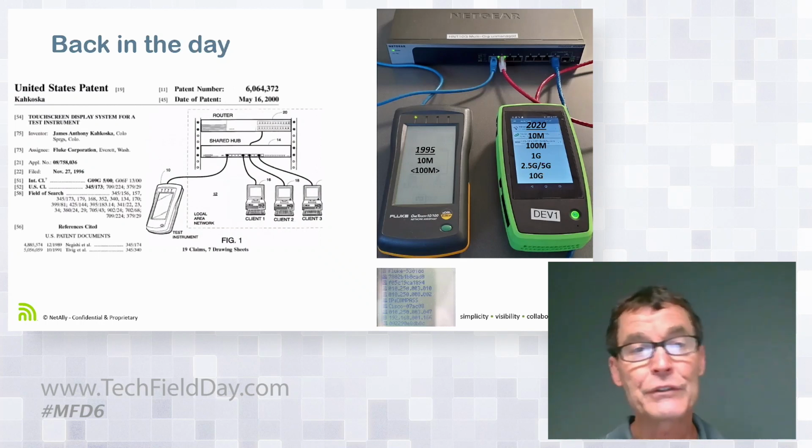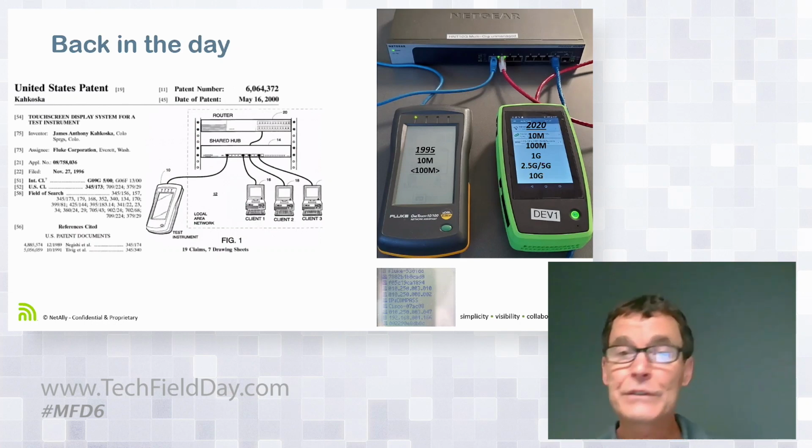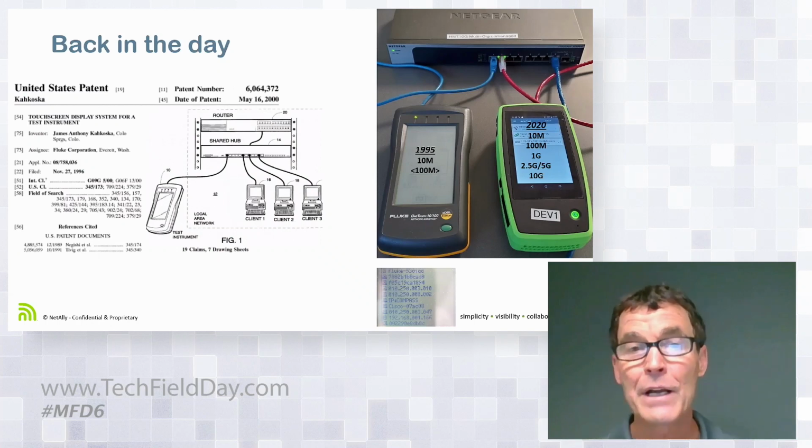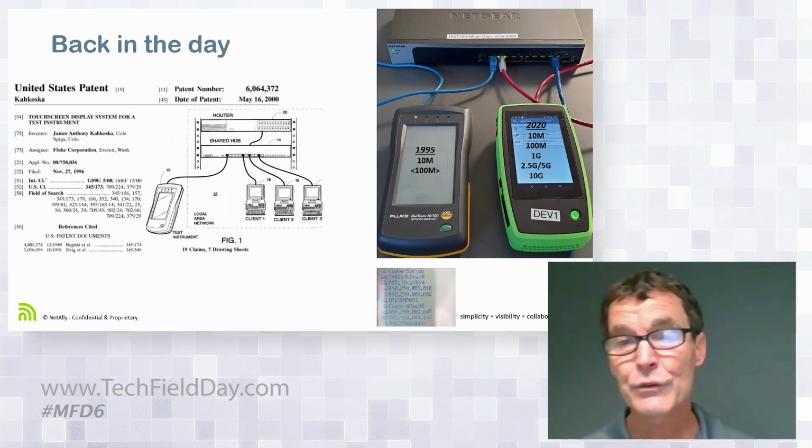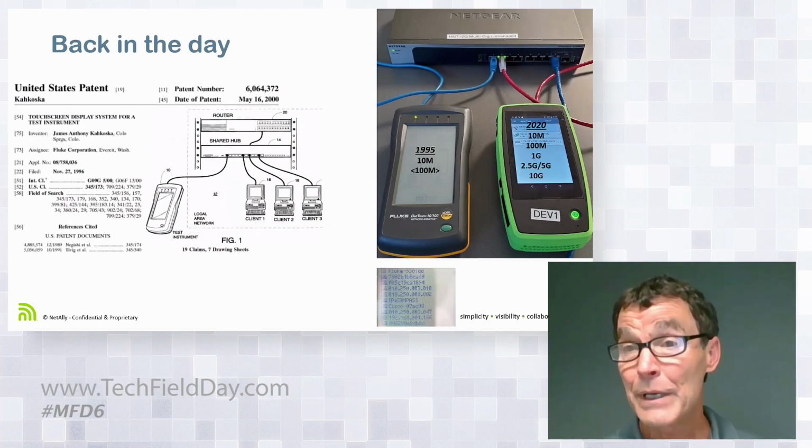And then in '95, I went to a startup. We got acquired by Fluke, right? And if you think about '95, Token Ring was transitioning to Ethernet, and I came on and basically did the first touchscreen tester. There was 100 megabit.